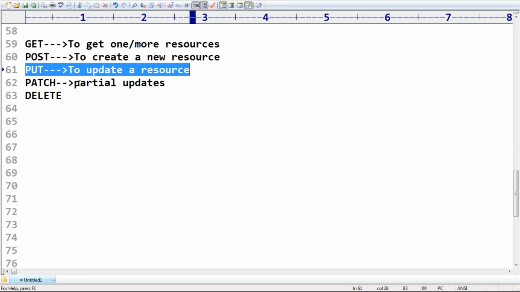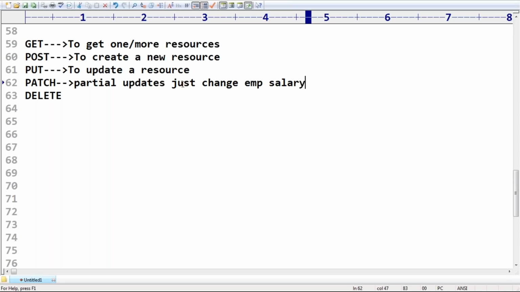Observe the difference. Suppose I just change the MP salary, one or two properties, that's all. Can you please change 10 properties, update 10 properties? Then the put method. For one or two properties, patch is the method.